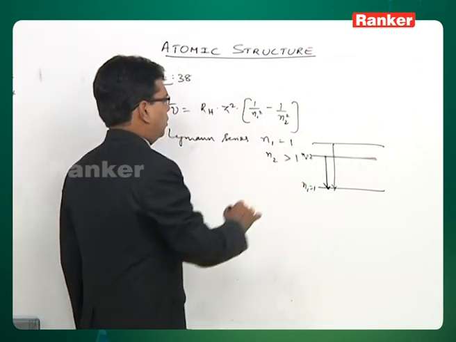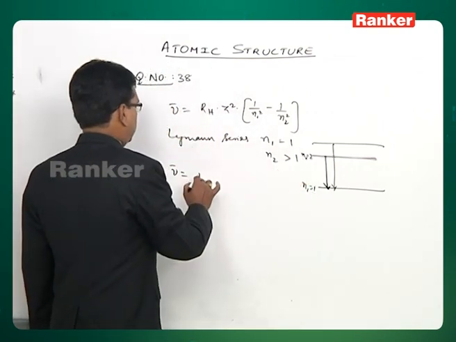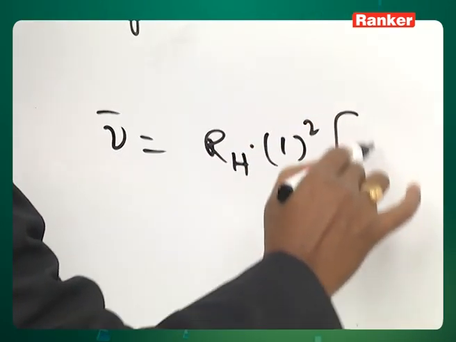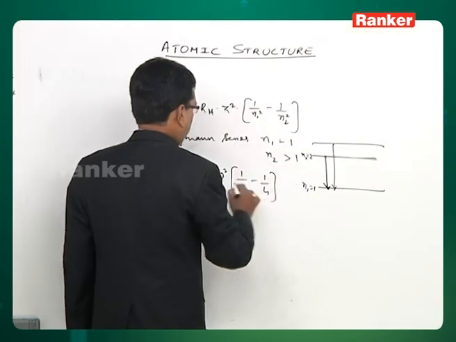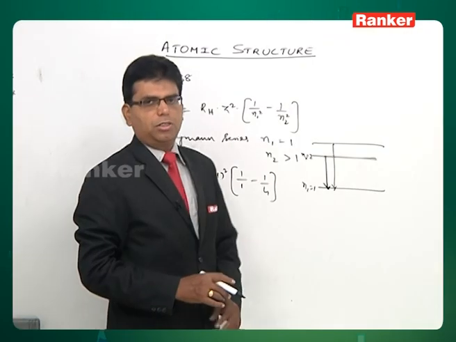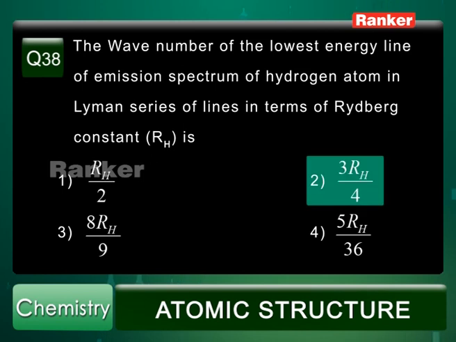So when you substitute the values of 1 and 2, for nu bar, what you will get is RH into Z square. For hydrogen it is 1 square into 1 by 1 minus 1 by 4, that is 3 by 4. So it is 3R by 4. So nu bar is equal to 3R by 4 is the correct answer. So the correct answer is option number 2.